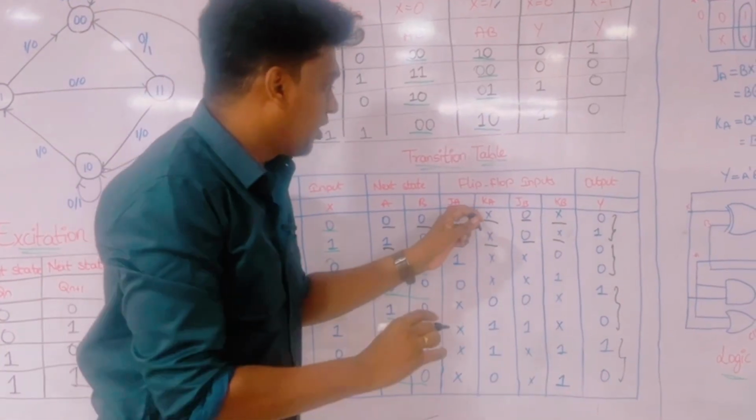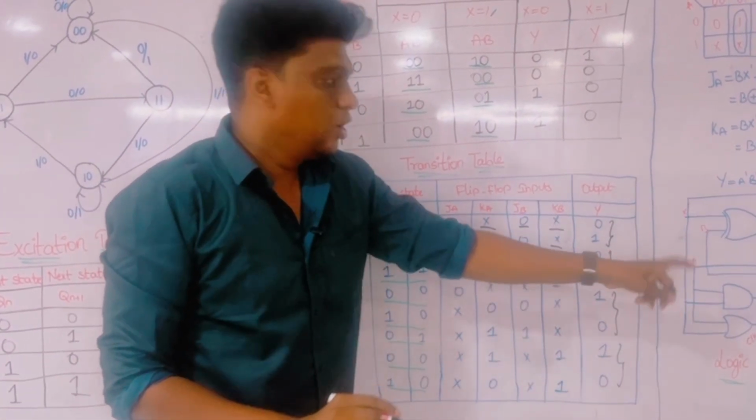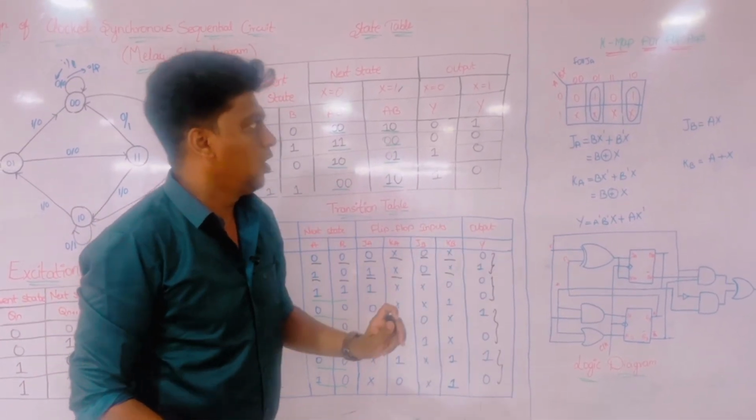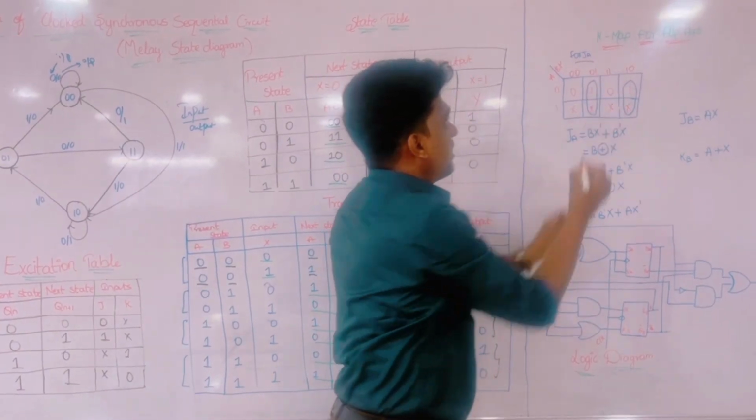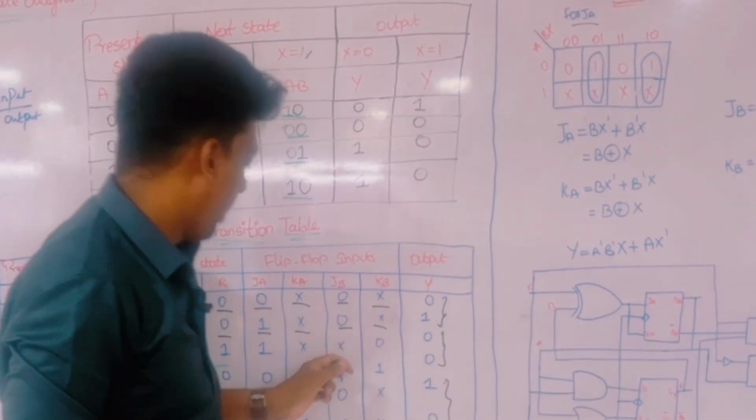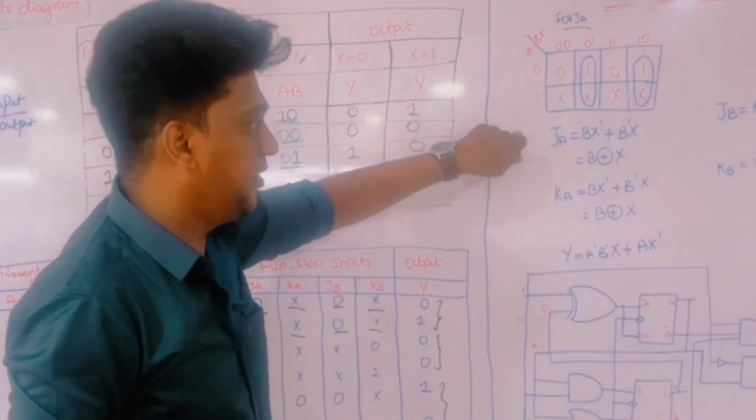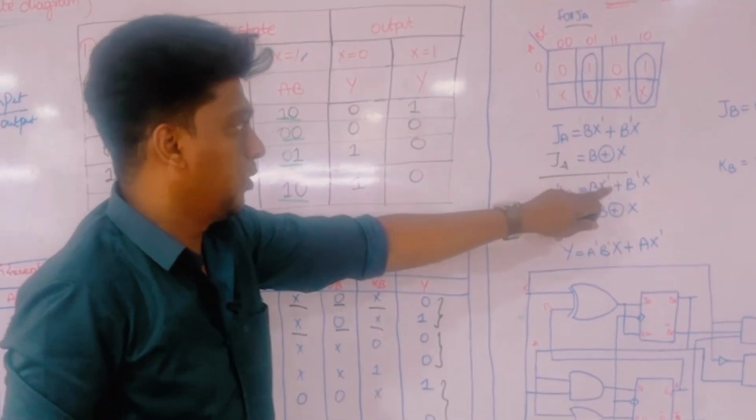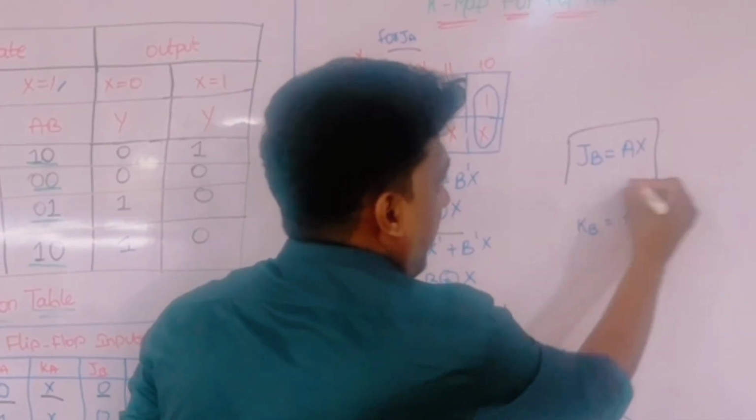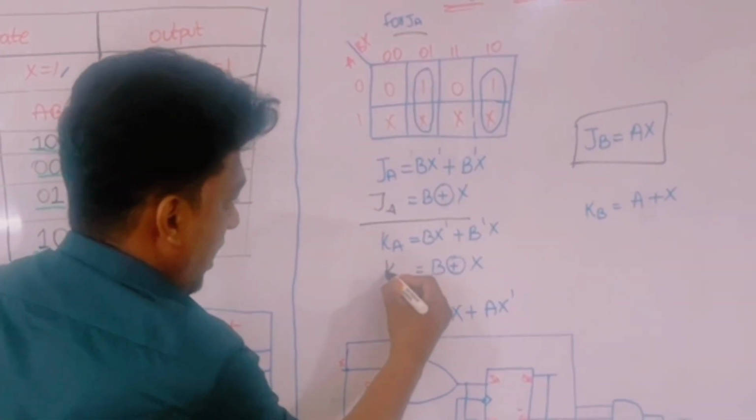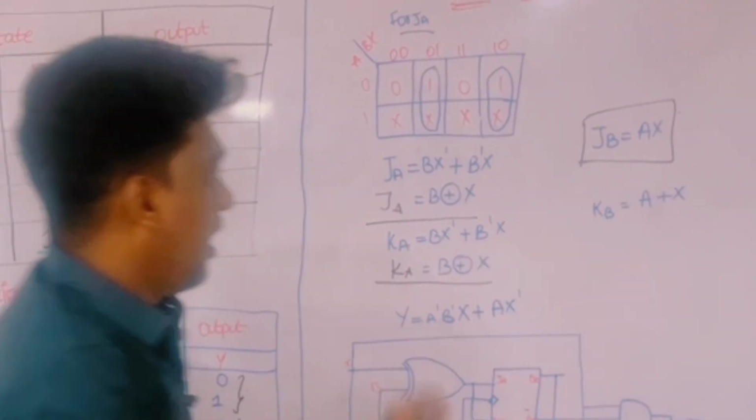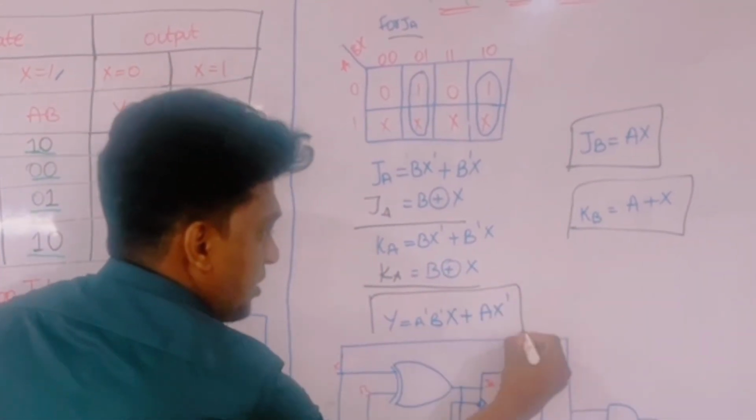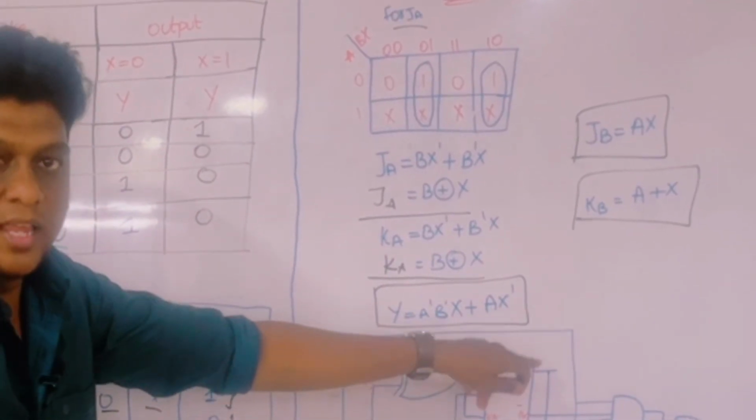Now we have to find the values of JA, KA, JB, KB and output. In the K-map simplification, we have to find out JA, KA, JB, KB and Y. Just for a simple case, I have taken JA. We have to mark the ones and don't cares to find the simplified value. JA has been found as B XOR X. Similarly, by using K-map, JB has been found as A·X, KA has been found as B XOR X, and KB is found as A + X. For the output Y, the K-map simplification has been found as A'B'X + AX'.